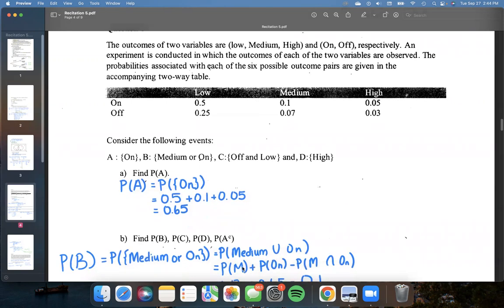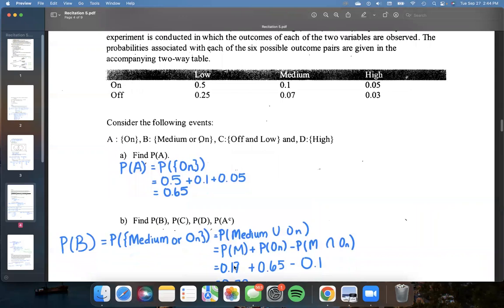So when we're solving this, the probability of medium is, this middle column is the medium column. So we're going to add up the values associated with medium. We have 0.1 plus 0.07, so we get 0.17. And then the probability of on, which we calculated in part A, is 0.65, which is the values in the first row added.